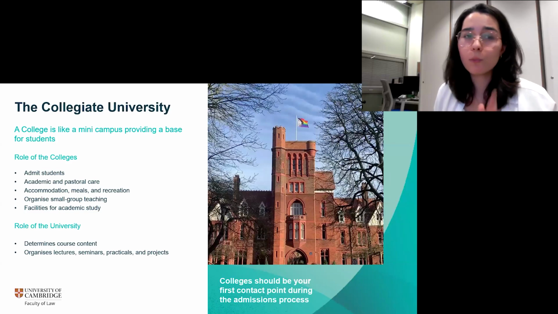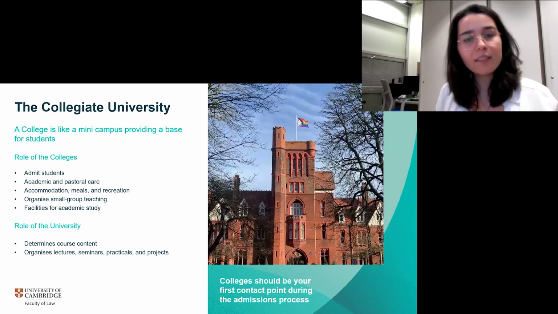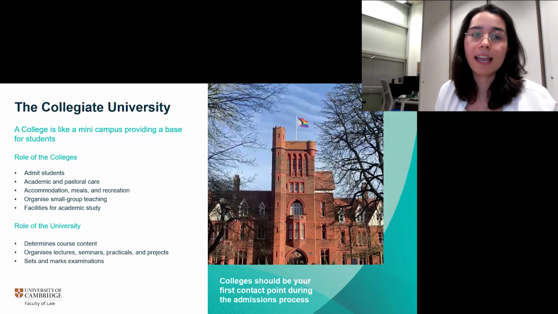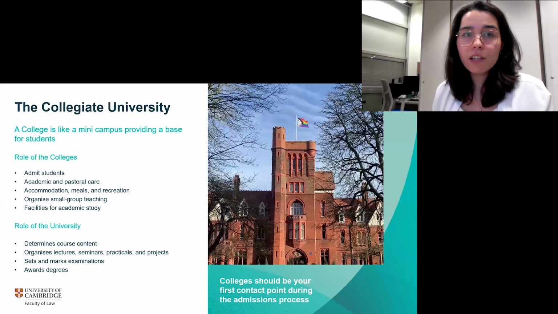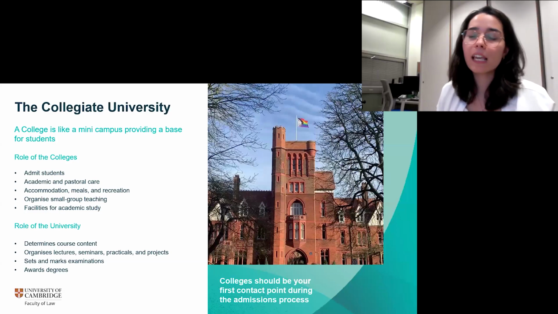So whatever college you go to, you'll be going to the same lectures, same seminars, same practicals, and you'll be doing the same projects as well. And you'll also be sitting the same exams. So it's the university that sets the exams, not the colleges. And also it is the university that will give you degrees. So your degree will come from the University of Cambridge, not the college that you're attending, okay? And a reminder, they should be your first point of contact during the admissions process. Leading up to the admissions process, so right now as you're thinking about things, and definitely while you actually apply, they are your first and main port of call.